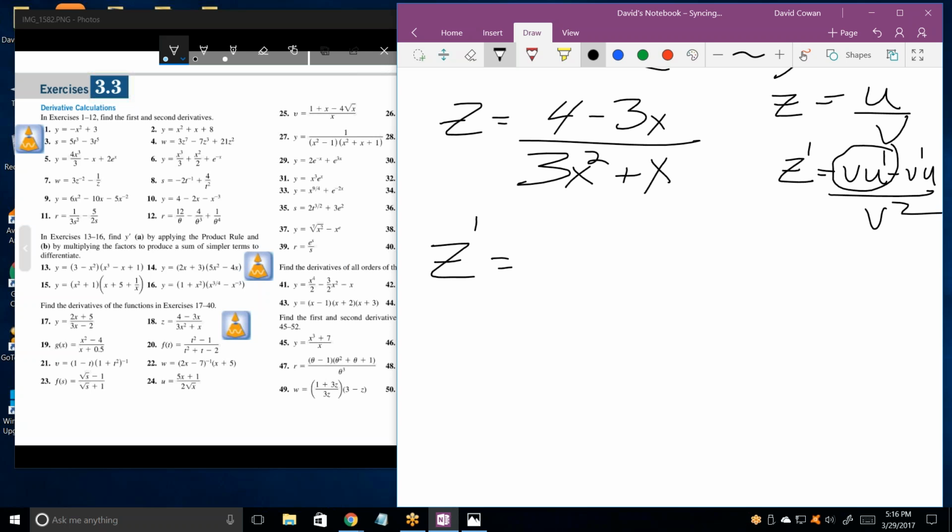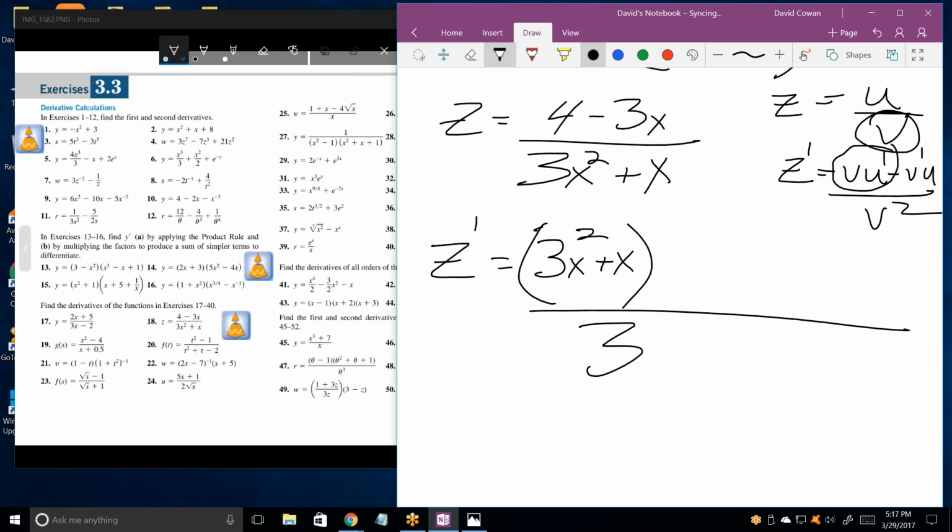What's v times u prime? It would be negative 3. Well, that's u prime. What's v? I believe that's 4. V is the denominator. Okay, never mind. That's why you start with the bottom. Notice that's what I started with, the bottom. And you end with the bottom squared. I'll go ahead and write the ending to this thing. There's the bottom squared. Now, the only thing left is u prime is negative 3, right?